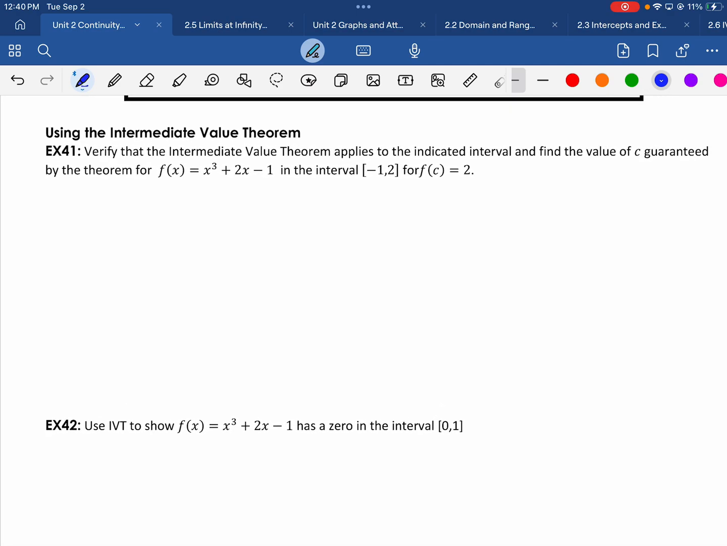Example 41 is 2 parts. It says verify that the intermediate value theorem applies to the indicated interval and then find the value guaranteed by the theorem. All right, so the first part here.